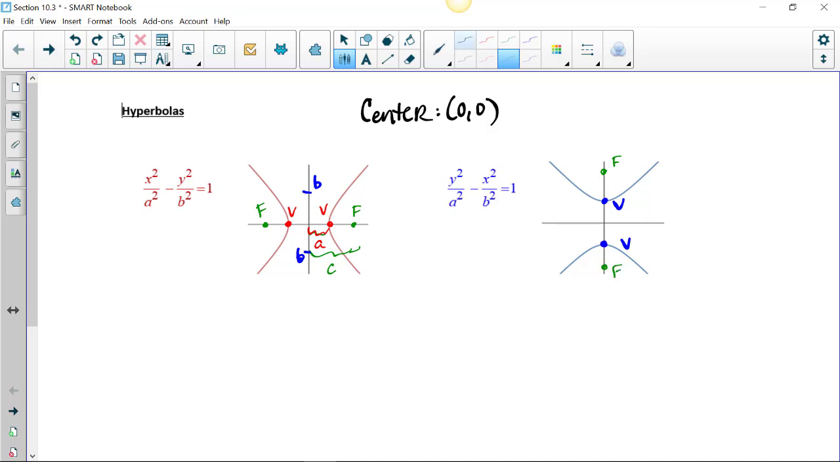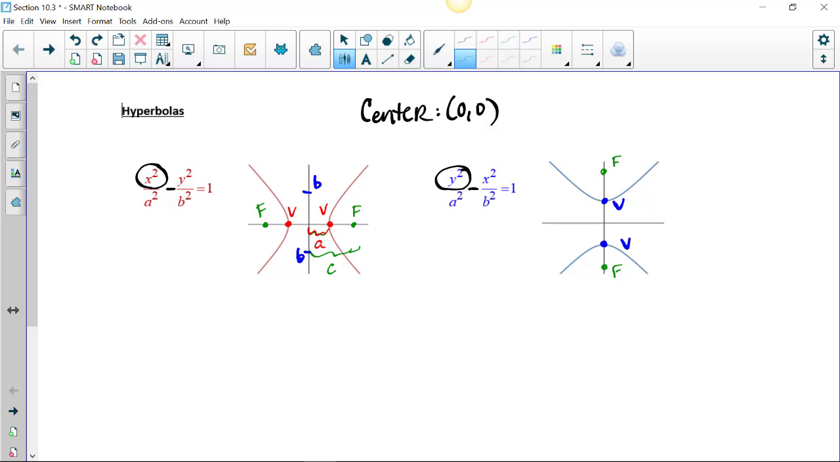So how do we know if it's oriented left and right or up and down? Well, it depends on whatever variable is first, because the main difference between the equation of a hyperbola and an ellipse is the subtraction. One of the terms, either the x squared or the y squared term, is negative. We always like to write the term that is positive first. We don't like that negative sign hanging out front. So whatever variable is in the top of the first fraction tells me the orientation.